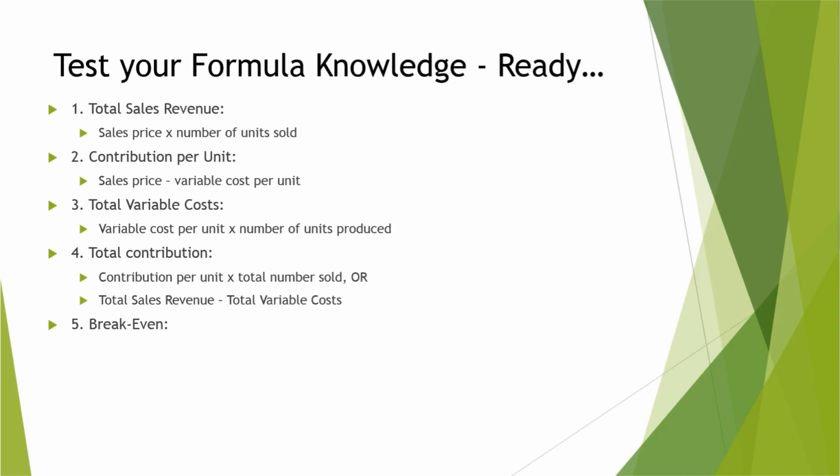Break even is the fixed costs divided by the contribution per unit. And the last one, number 6, margin of safety, which is the actual sales, so the number of units you've actually sold minus the break even. And hopefully you got all of those right. If you didn't, then go back over this PowerPoint and see where you went wrong, and then have another practice at this test your formula knowledge.